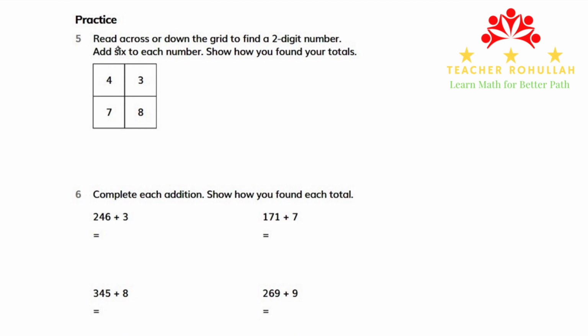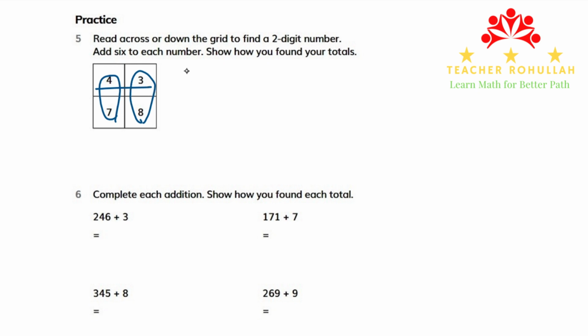In question 5, it says, read across or down the grid to find a two-digit number and add 6 to each number. Show how you found your total. We can either read across or down. Let me do the calculation for all the possible numbers.